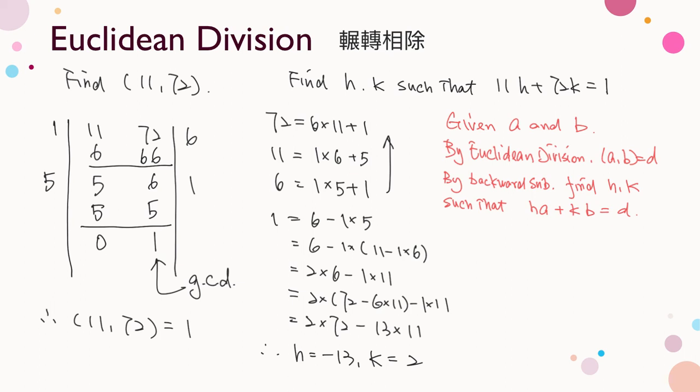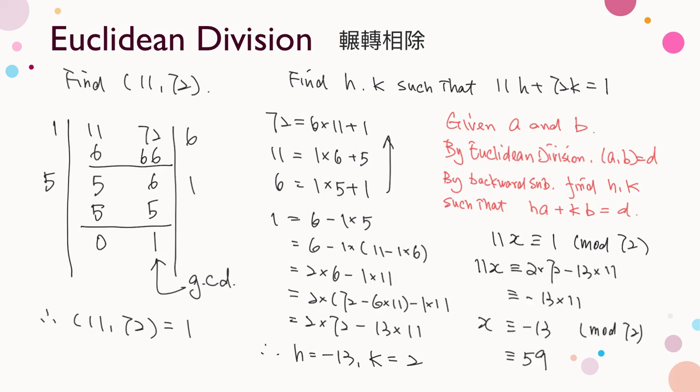This result helps us solve the following modular equation. 11x is congruent to 1 mod 72. Note that this 1 is the GCD of 11 and 72. By the previous result, we have x is congruent to 59 mod 72. That is the solution.